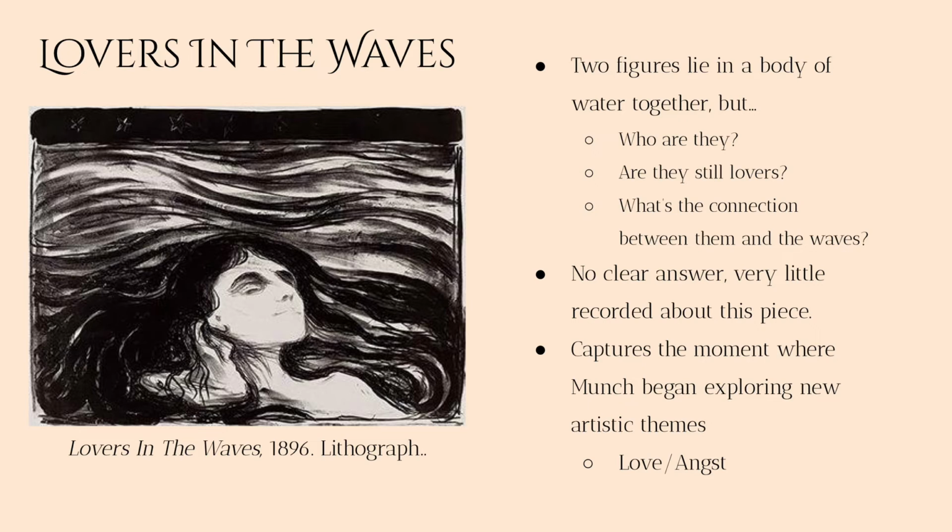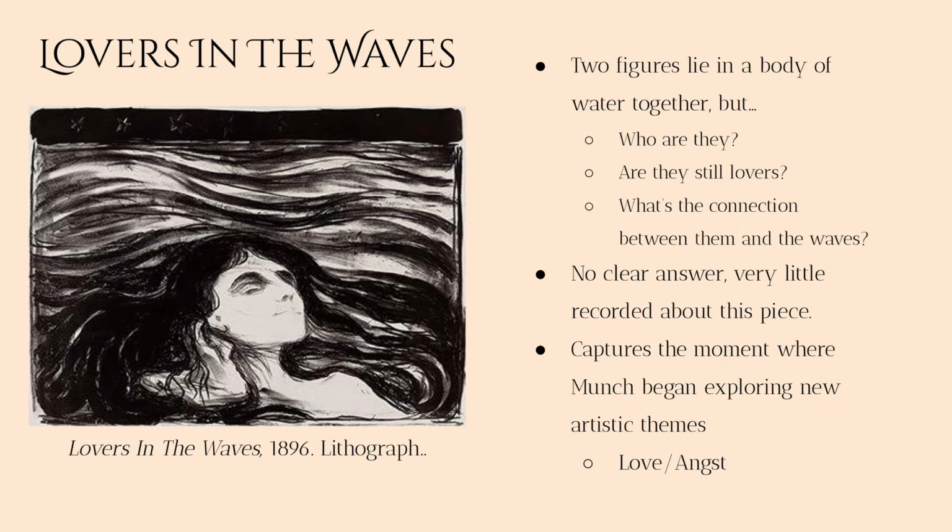Are they still lovers, or have they broken up but still hold on to what remains of their former relationship? What is the correlation between the two subjects and the waves? With the themes and styles of Munch's past works and his history of psychological trauma, one can assume that this piece is going to be similar to such past works.